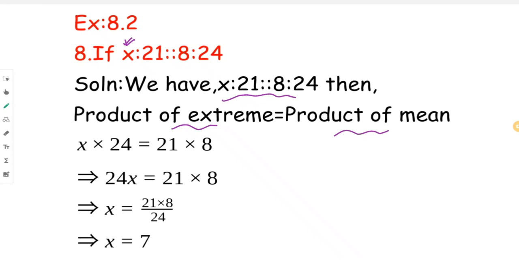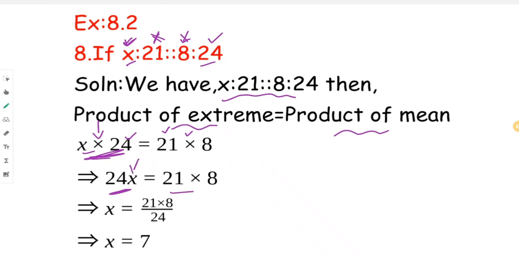Alright, so extremes means what? x and 24, and then means are this 21 and 8, right? So I've written here product of extremes, x, product means multiplication, so into 24. Same thing again here, the means 21, product means multiplication, and I'm writing down this 8. So when you multiply x into 24, you'll simply get 24x. Then 21 into 8, just leave it as it is.